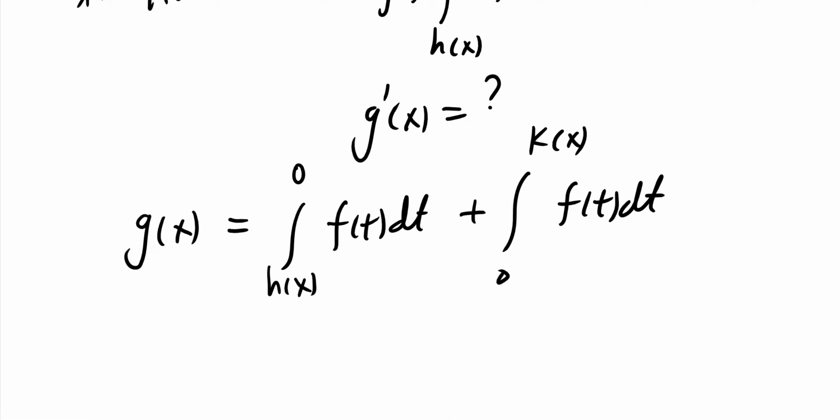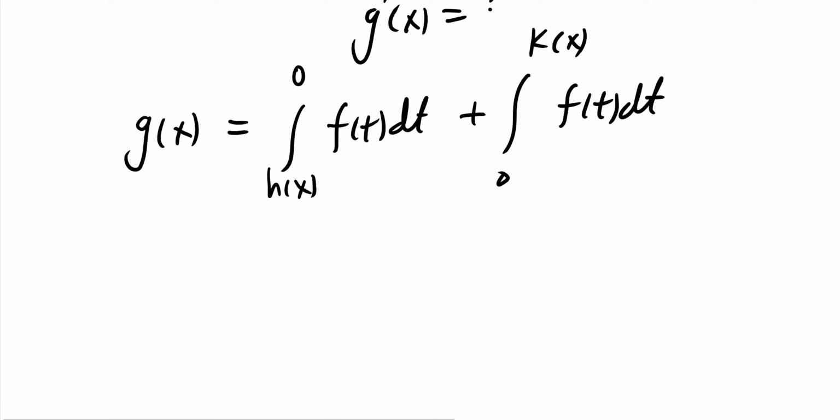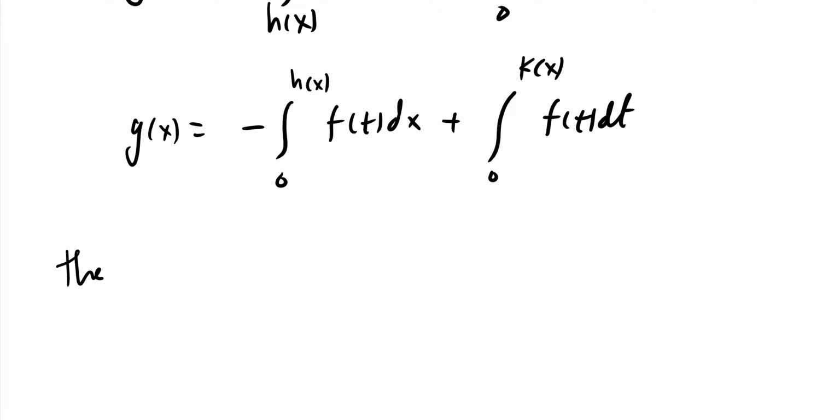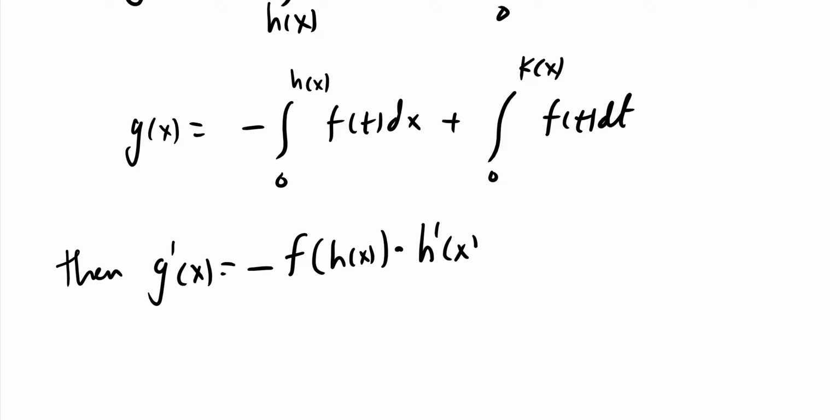So we split it as you can see, and then the next thing is, before we start finding the derivative, we rewrite the first one by swapping the bounds, the integral from 0 to h of x of f of t dt, plus the integral from 0 to k of x of f of t dt. Then we can find the derivative. G prime of x is negative the function evaluated at h of x times the derivative of h of x, plus f evaluated at k of x times the derivative of k of x.